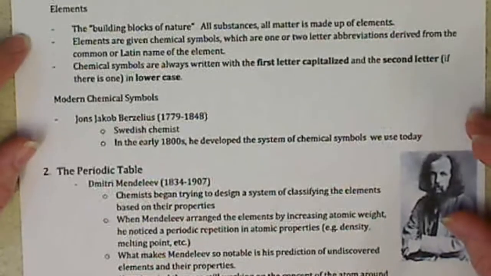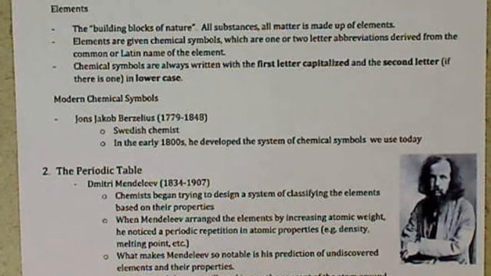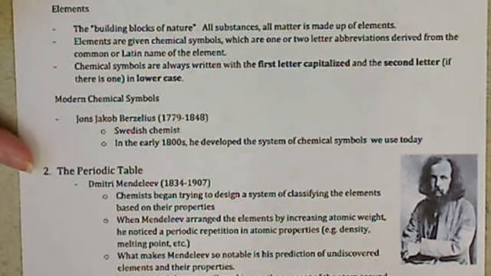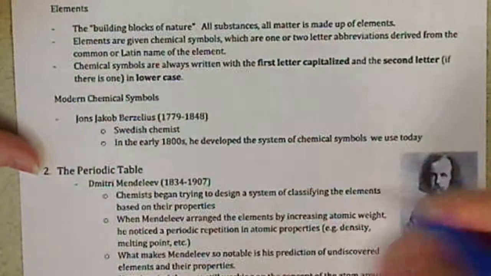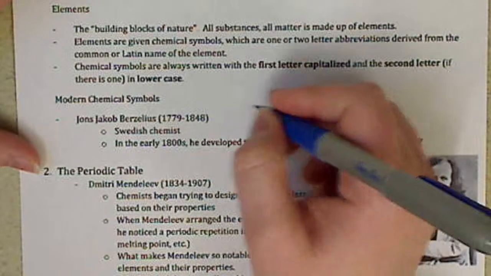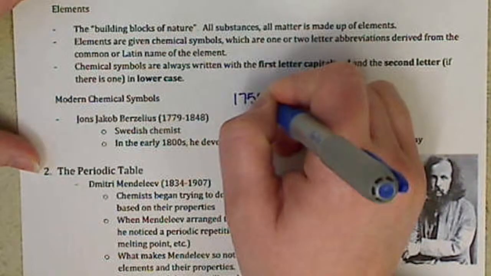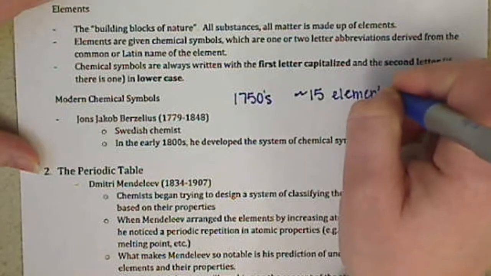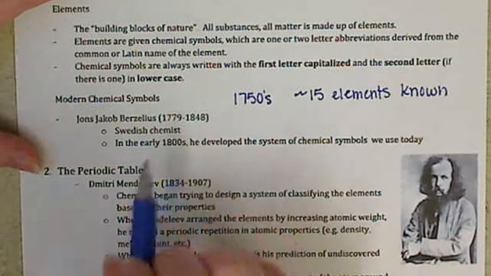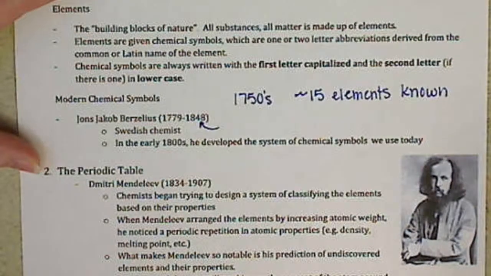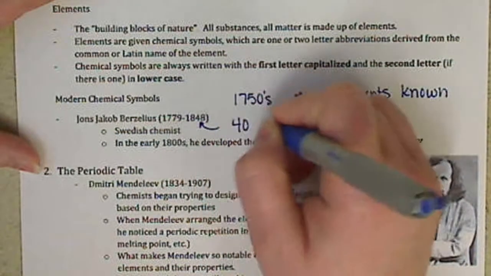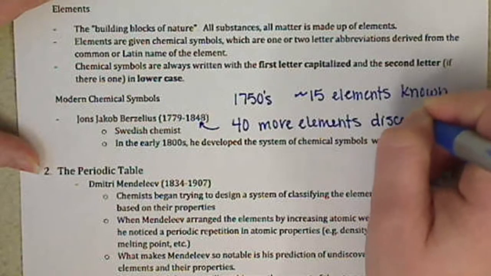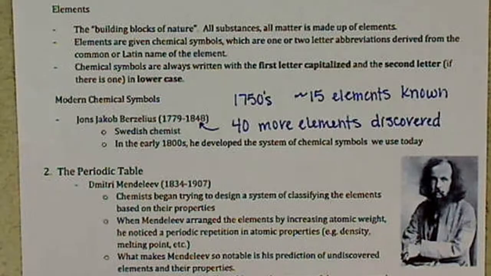Before we jump into the periodic table, just to give you a little more background, something to think about as to why people like Mendeleev were so important during his time. When Jöns Jacob Berzelius was around, he developed the symbols that we use today. Before he was around, in the 1750s, there were about 15 elements known. That's all they had to work with. Then during his lifetime, about 40 more elements were discovered. So a lot of elements there.